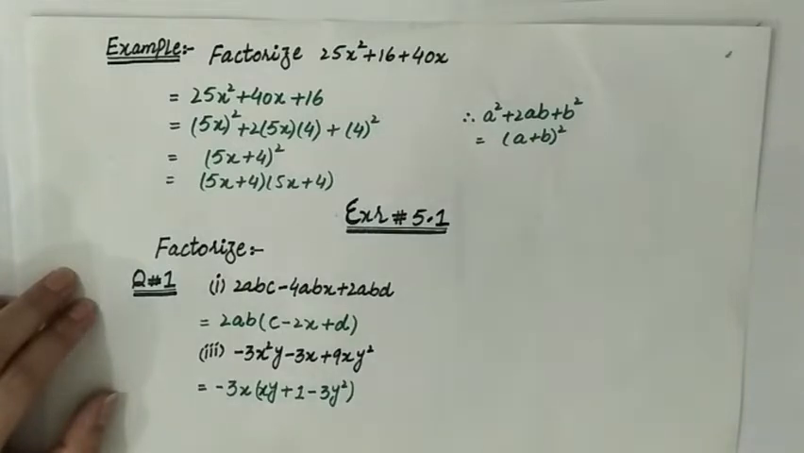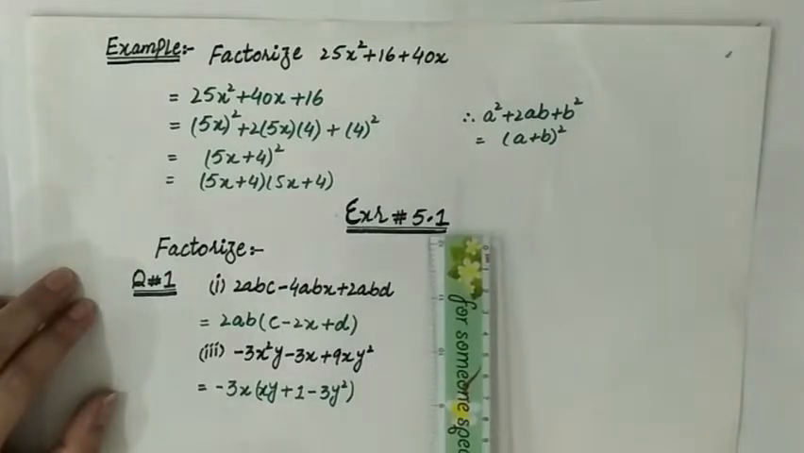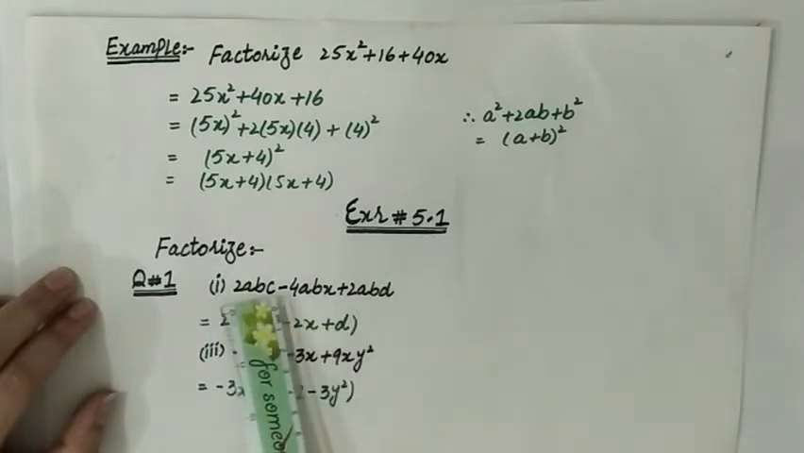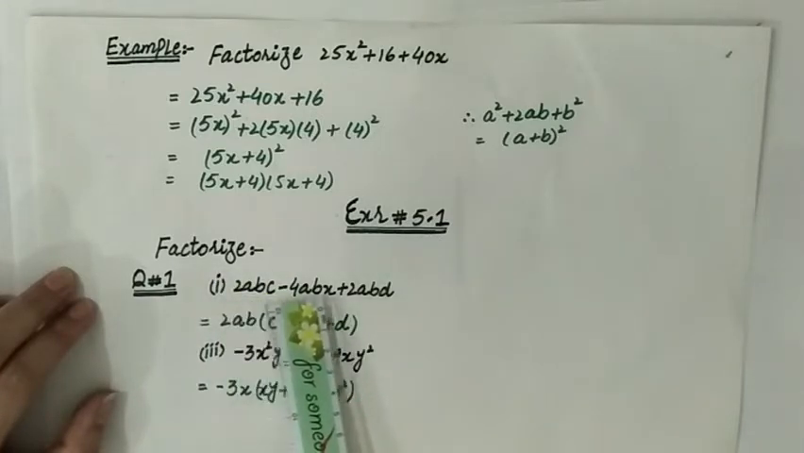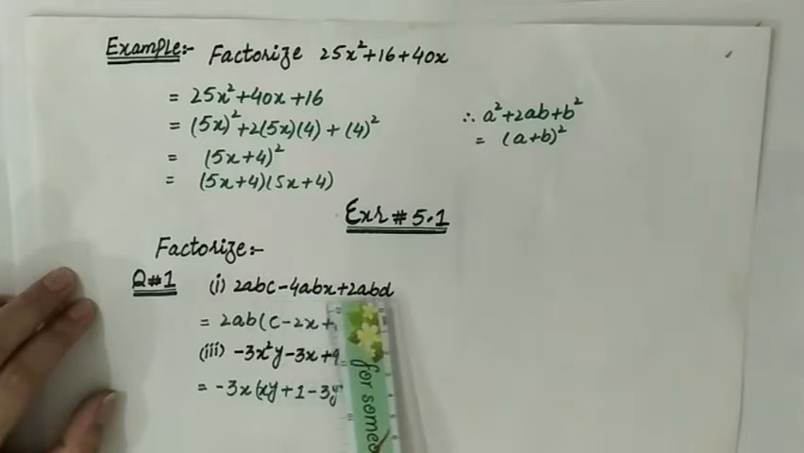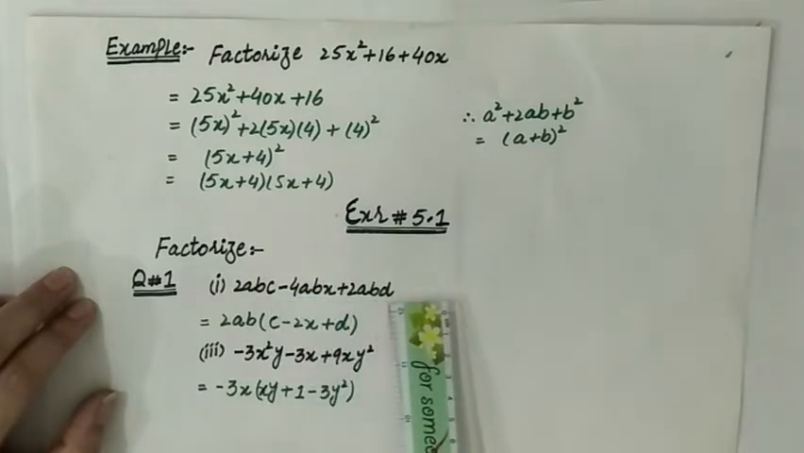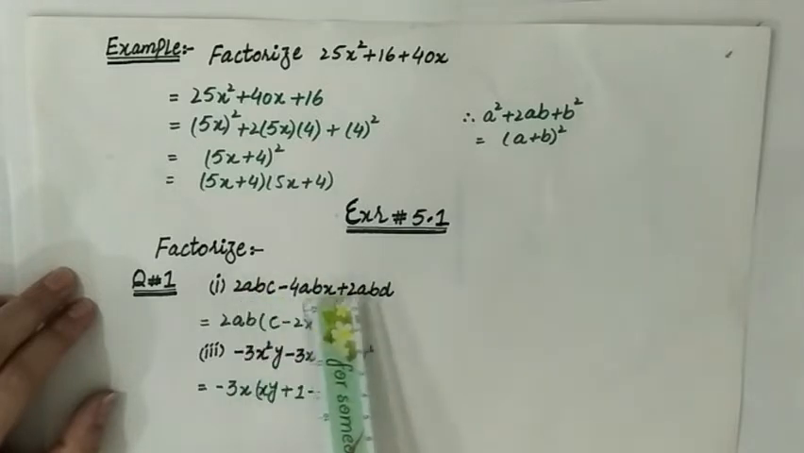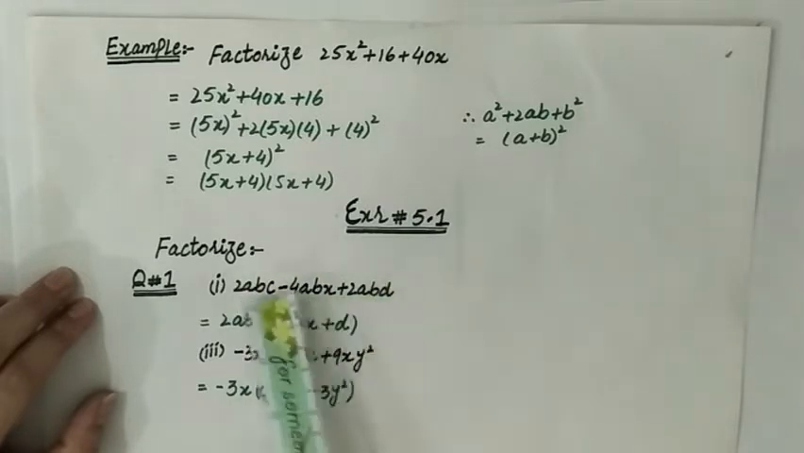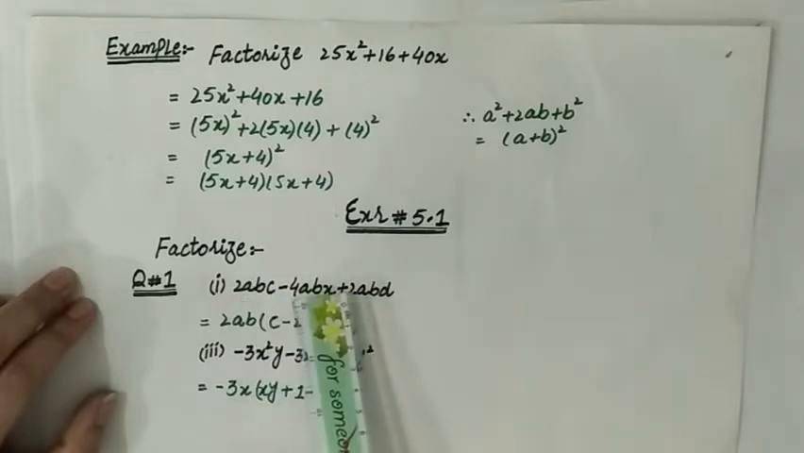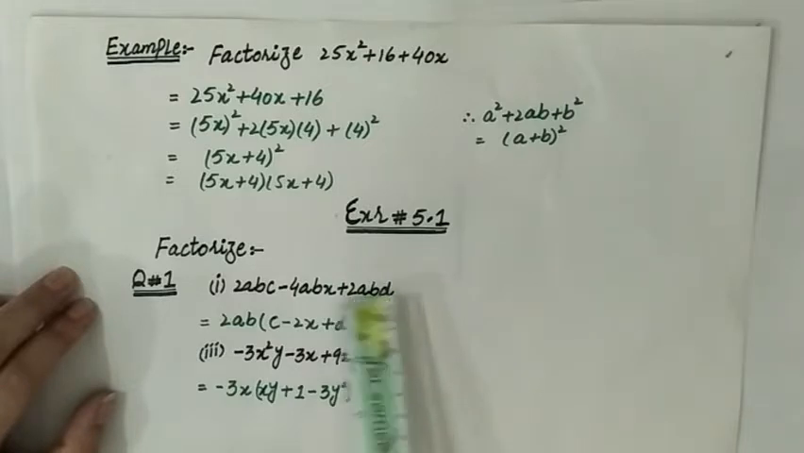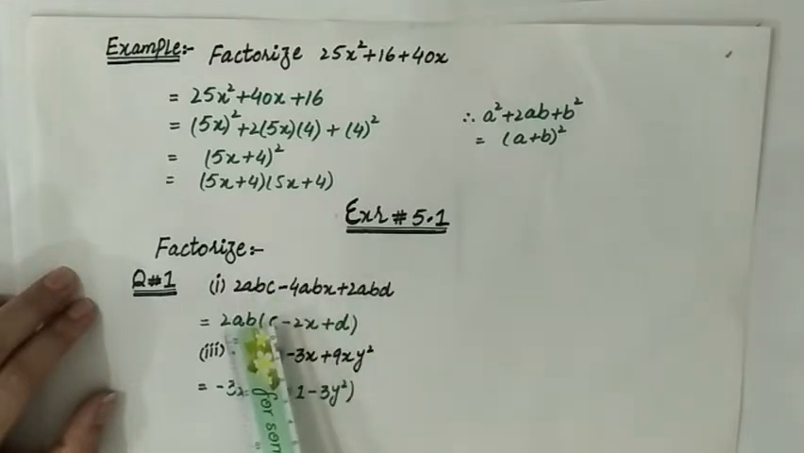Now we will start exercise 5.1. Question number 1, factorize. The first part of question number 1 is 2abc minus 4abx plus 2abd. In this expression 2 is the common value, because 2 is divisible by 2, 4 is divisible by 2, and this 2 is also divisible by 2. So we will take 2 as common.